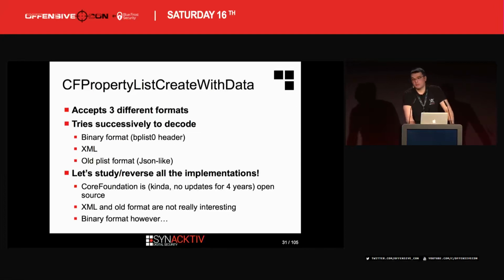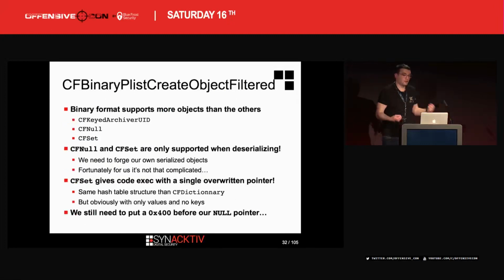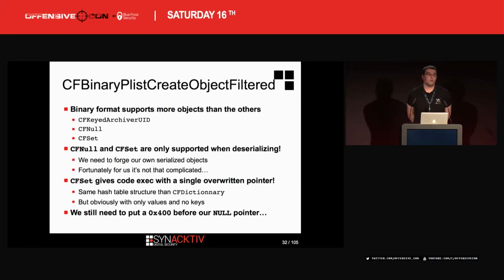XML and the old format are not really interesting. So just basically a deserializer. But binary format, however, is a little bit more interesting, because it supports more objects than the other and more objects than what's documented in Apple documentation. Most notably, it can unserialize CF null and CF set. Something very strange in the code is that it supports deserializing, but you cannot serialize those values.